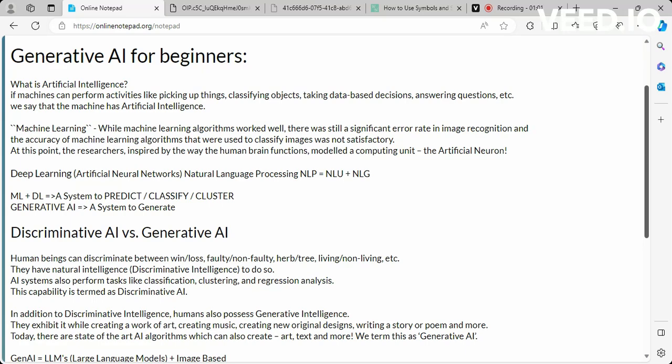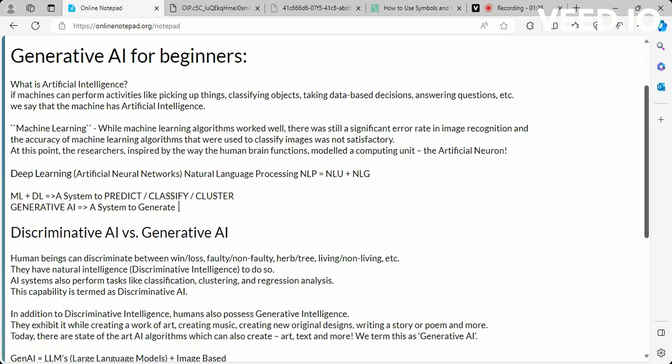So let's get started. Now, to know the background of Gen AI, we should know about AI, right? I think most people know about AI. AI is generally a machine that can think like a human. A machine can pick up things, classify objects, take decisions, and answer questions just like humans do. This is called artificial intelligence.